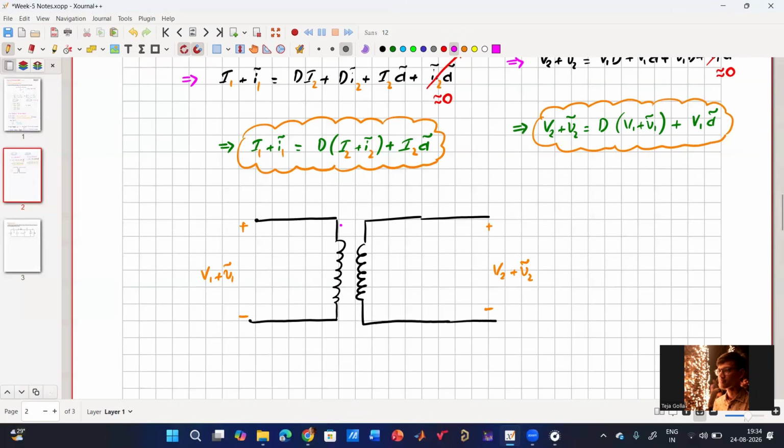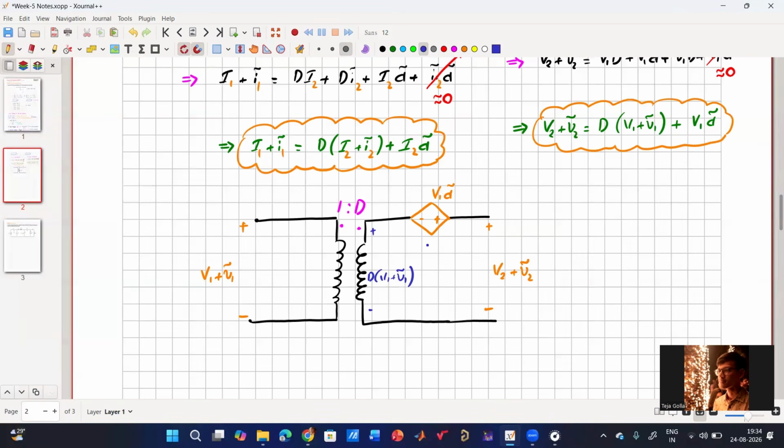So this is the dot convention and the ratio is 1 is to D, because V2 is D into V1 plus V1 tilde plus some other term. That term will come in between. So I'll use a different minus and plus, and this is V1 into D tilde. So this voltage will be D into V1 plus V1 tilde, but V2 plus V2 tilde is this voltage plus a certain voltage. That's why we have this dependent source, because it is dependent on the D tilde.